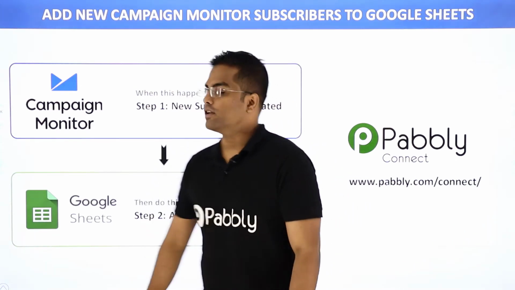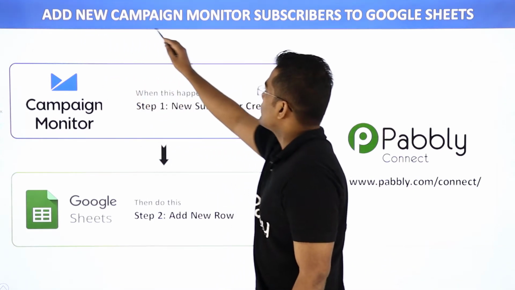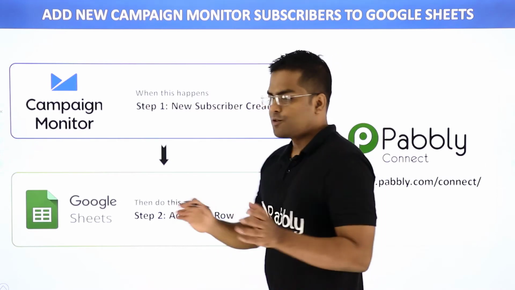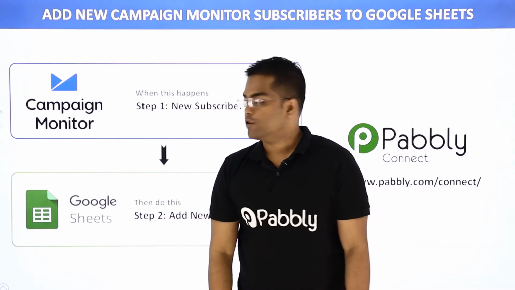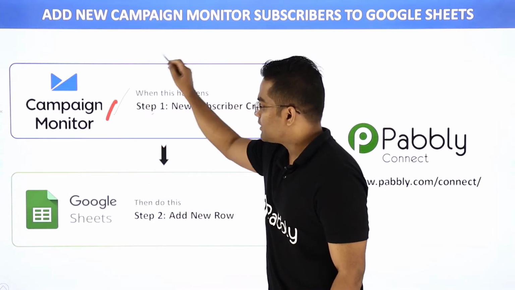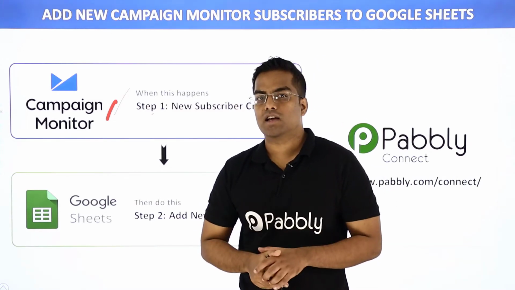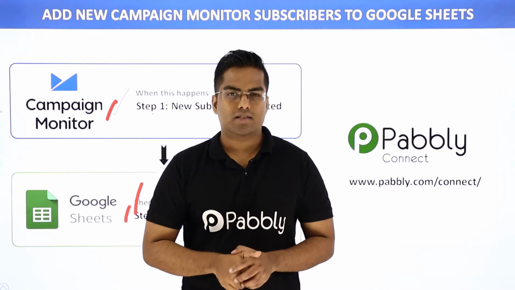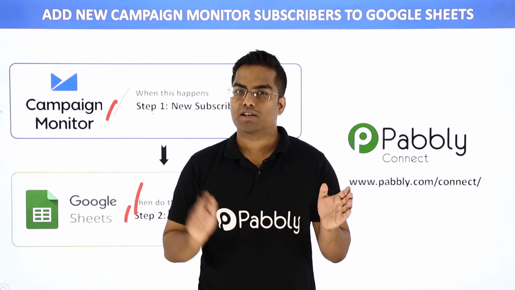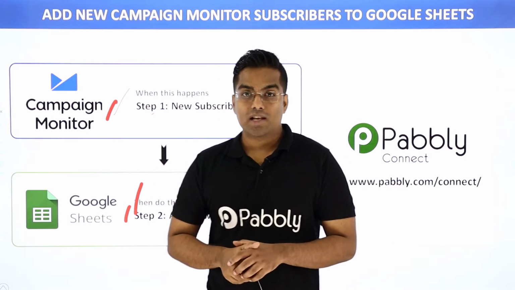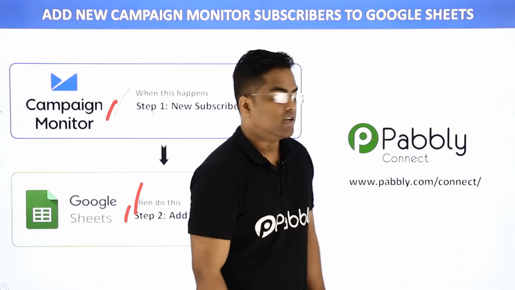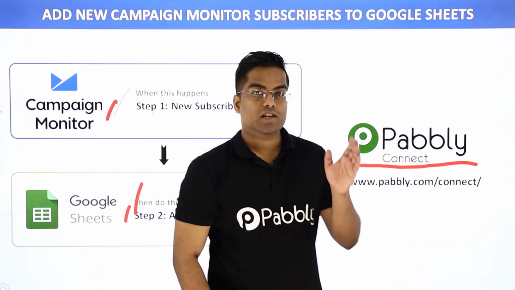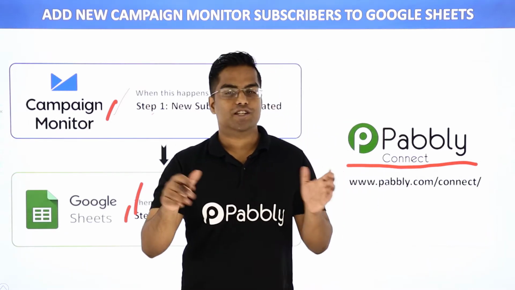So in this video we will learn how to add new Campaign Monitor subscribers to Google Sheets automatically. The idea is that whenever a new subscriber is created in Campaign Monitor, it will automatically send this data to Google Sheets. Now the issue here is there is actually no connection between Campaign Monitor and Google Sheets. So in cases like this, we have to use an integration and automation software called Pabbly Connect that will integrate Campaign Monitor and Google Sheets.